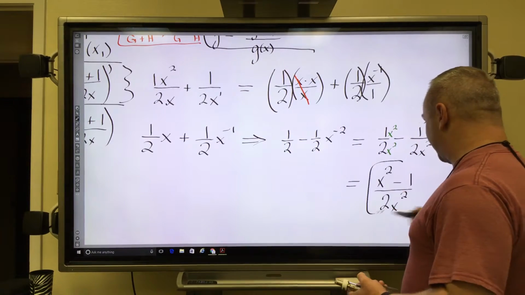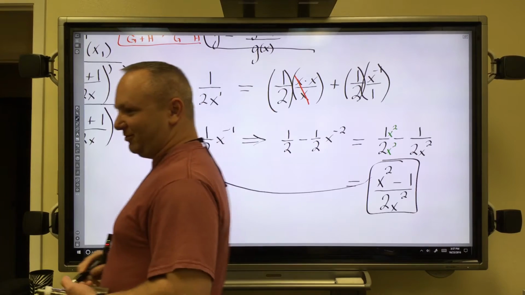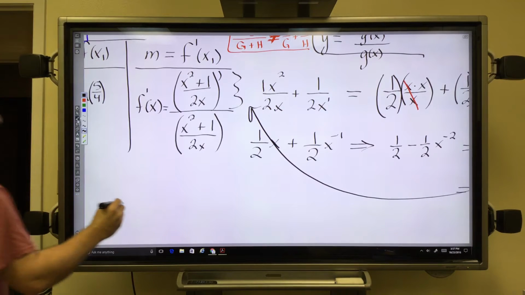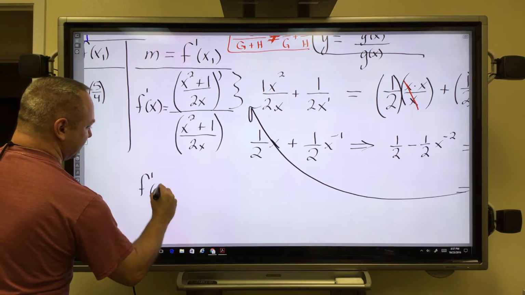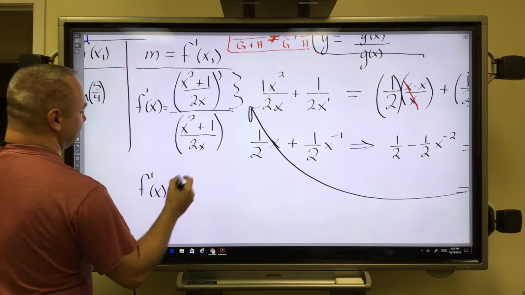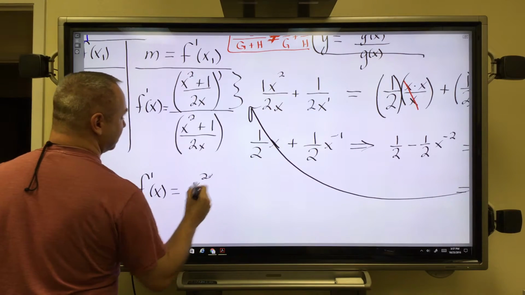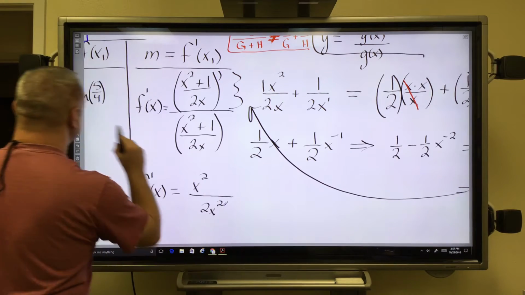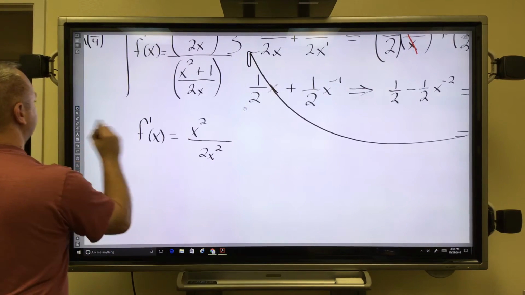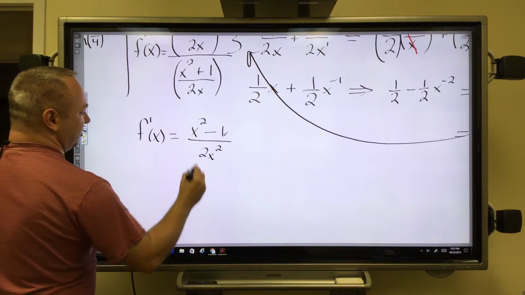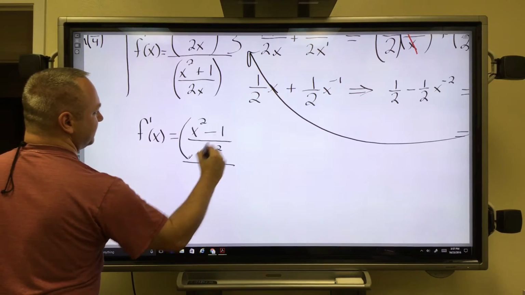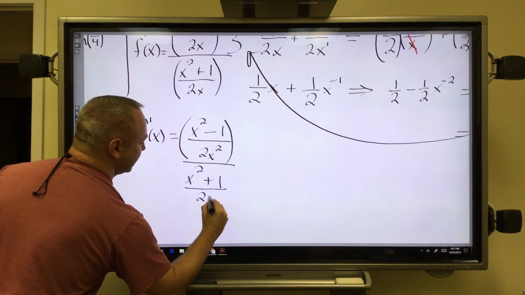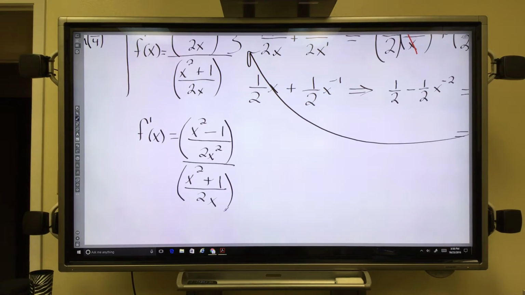Okay, now we're going to take this and plug it in over here. So my derivative becomes f prime of x is equal to, what was it? It was x squared something over 2x squared plus or minus 1, I don't remember, minus 1. x squared minus 1. All right, so we have that divided by our original one of x squared plus 1 over 2x. There's your derivative.